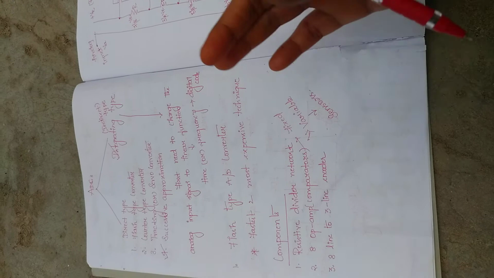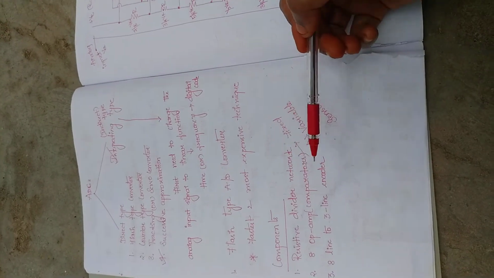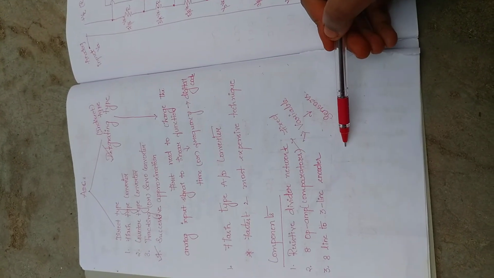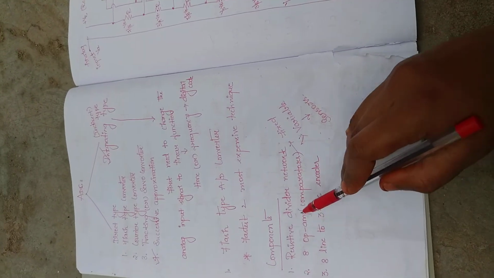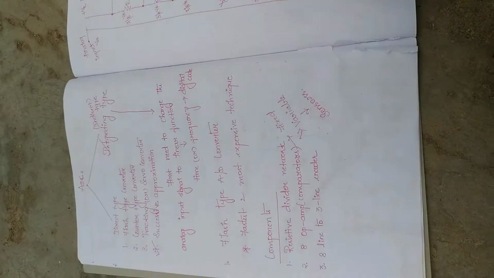Nothing but you will be having 3 components. One is your resistor, another one is your op-amp, and another one is your encoder. So what type of op-amp is used? It is your comparator type of op-amp.